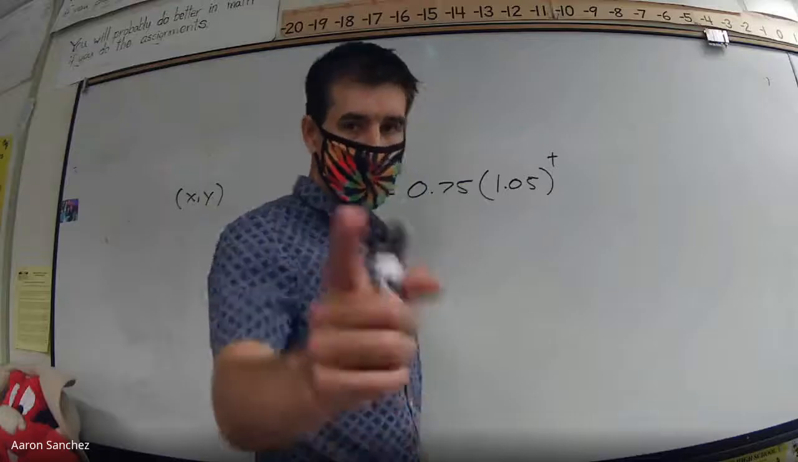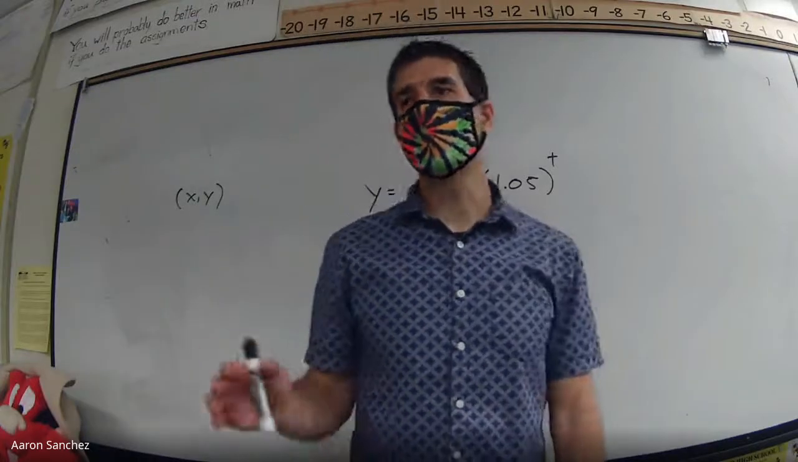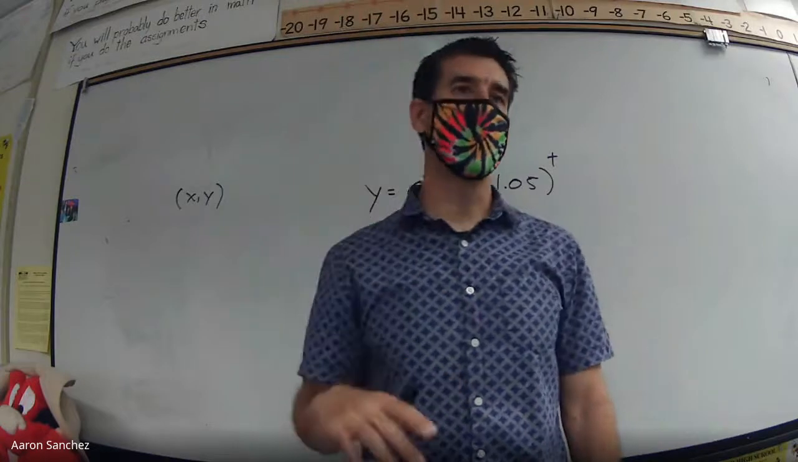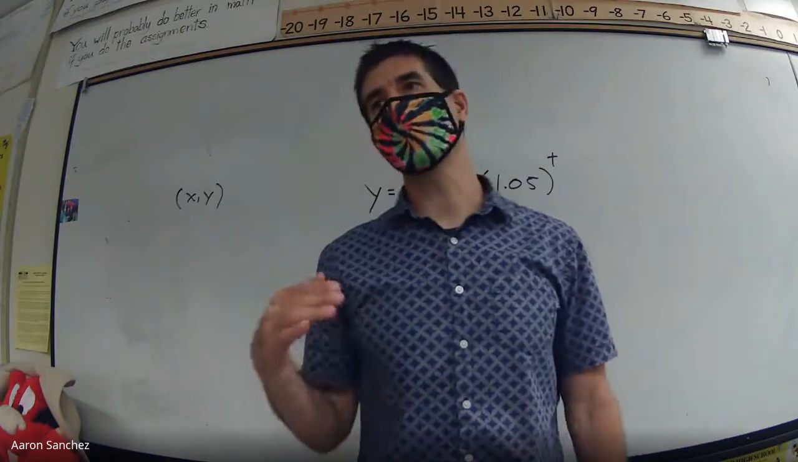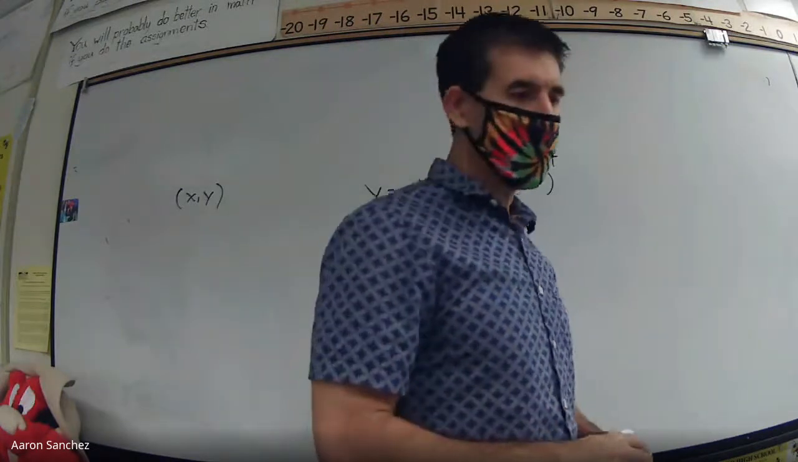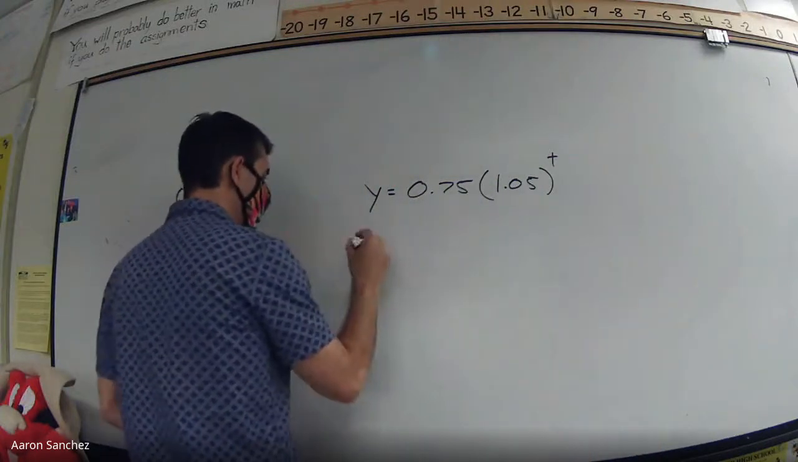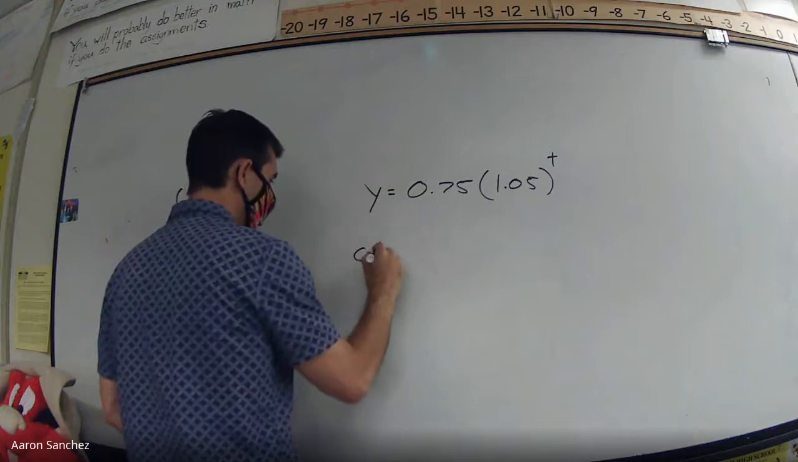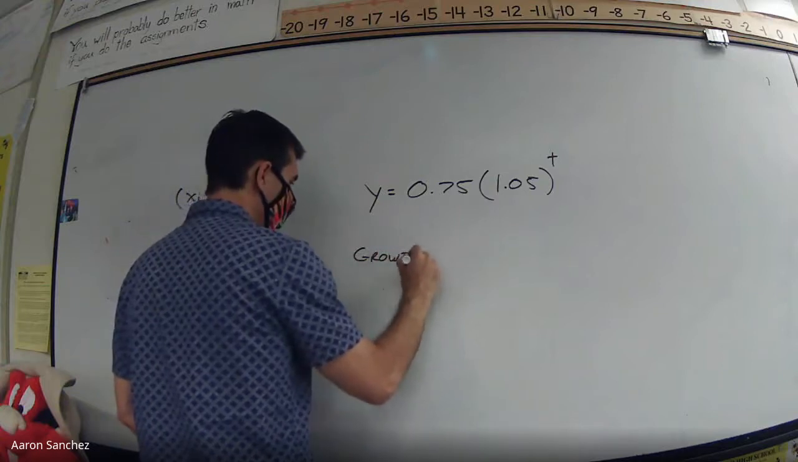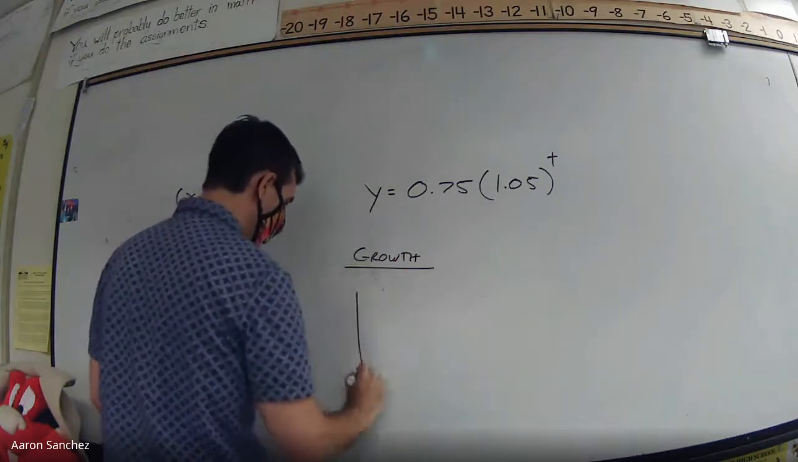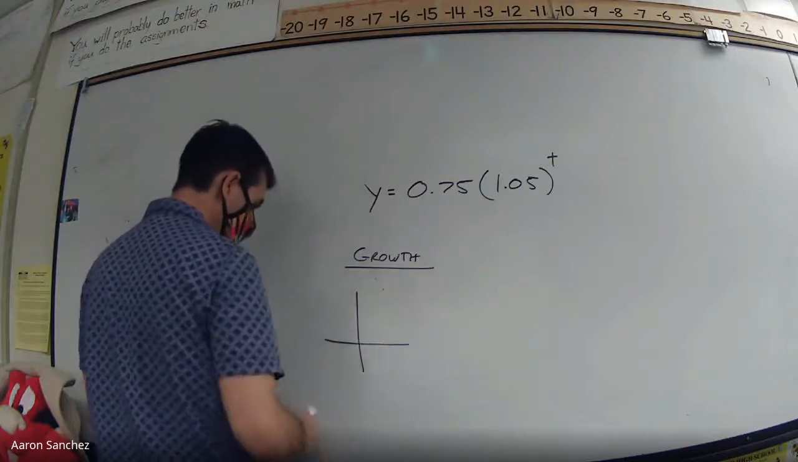Exponential. Very good. Now, is this a growth or a decay? Remember, growth means it's getting bigger. Now, let me draw a couple pictures so you guys remember what it is. Exponential growth will look like this. You have a function, and it's going to go like this.